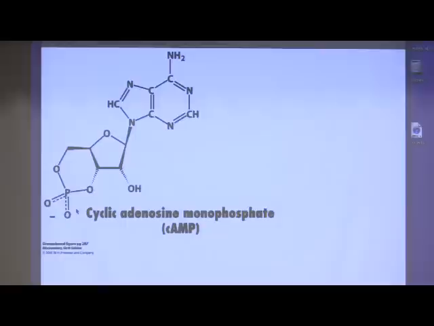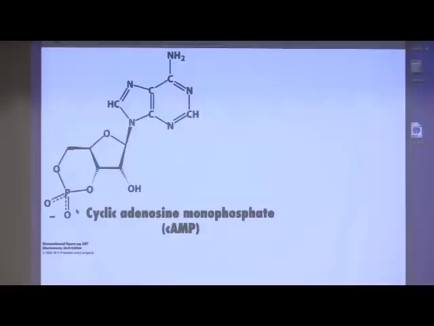Now, this compound is a very interesting compound. You're going to hear a lot more about it in the rest of the term as well. It's known as cyclic AMP, or cAMP, as you see here. It's very much like AMP, except it has a ring out here. That phosphate is bound to two things, making a ring in cAMP. It's only bound to one thing if it's AMP. So that's the difference between cyclic AMP and AMP.